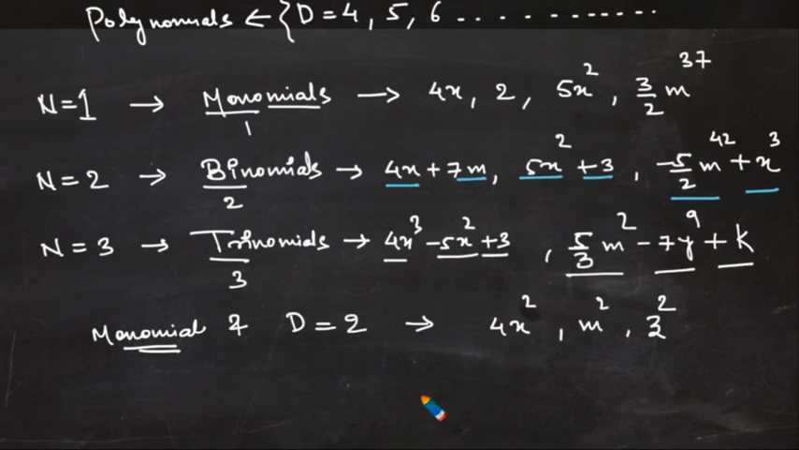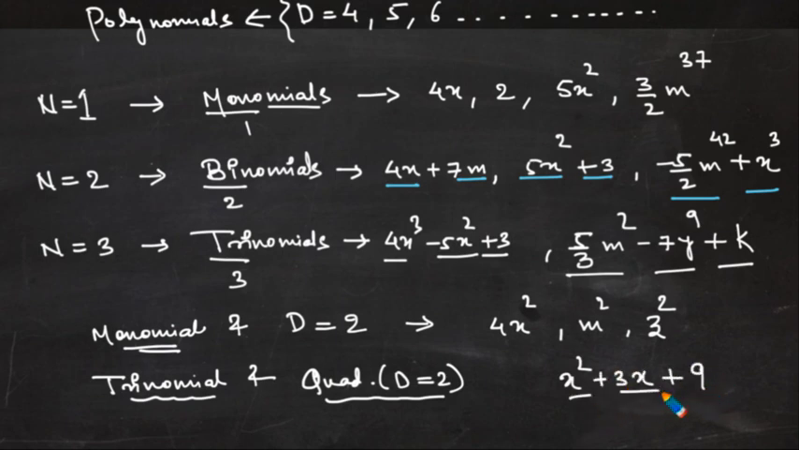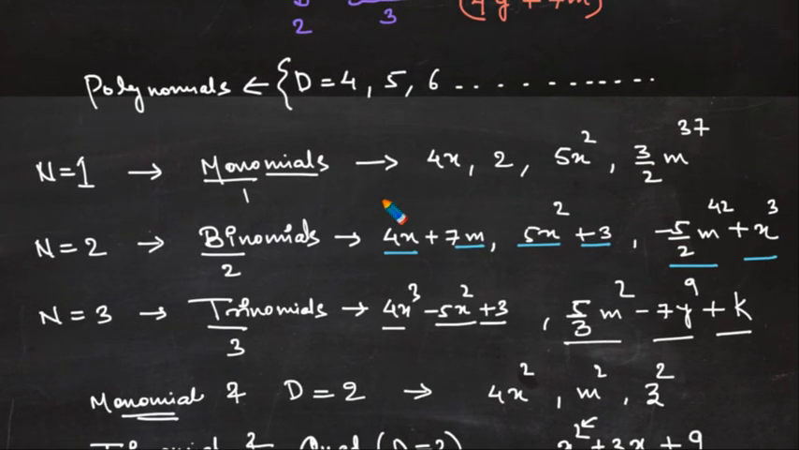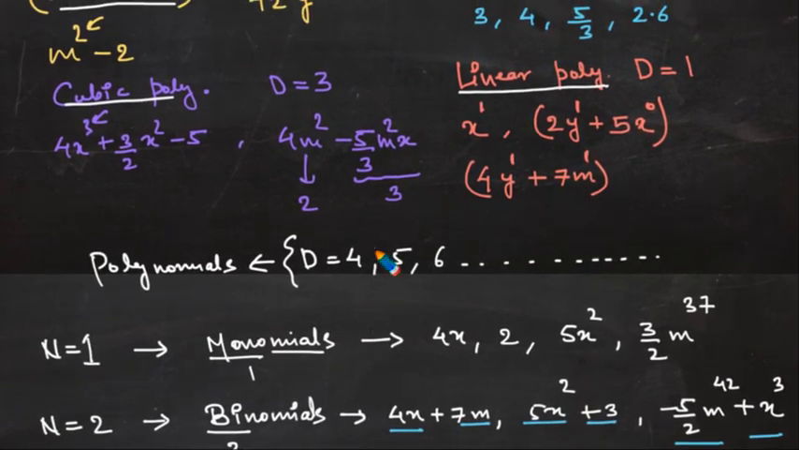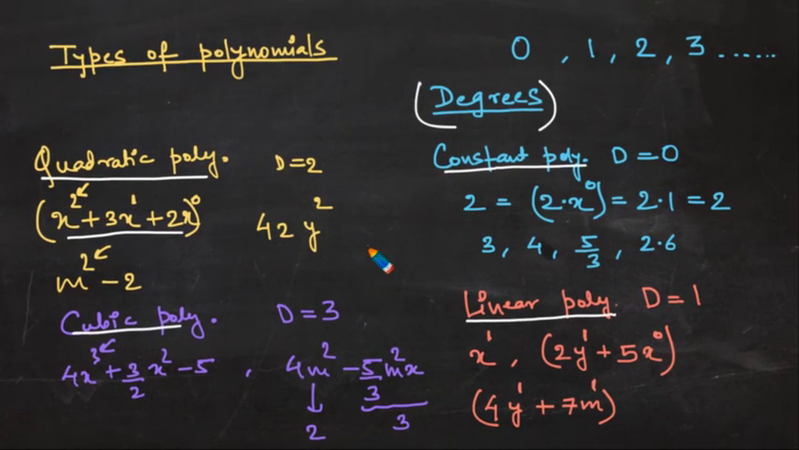Similarly, they might ask you to write an example of a polynomial that is a trinomial and is a quadratic, which means the degree is equal to 2. So this means the degree is 2 and it has 3 terms. So this example can be x square plus 3x plus 9. The number of terms is equal to 3 and the highest available power of the variable is 2. So you can expect such questions in your exams, but after getting a good idea about what these polynomials are and how they are classified based on degrees and number of terms, you can definitely solve such questions.